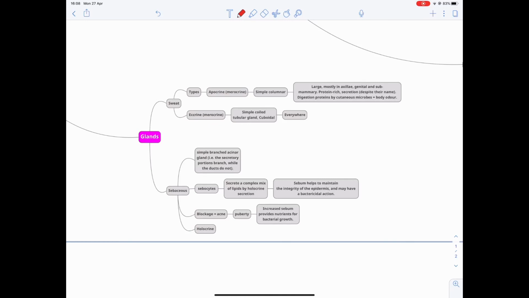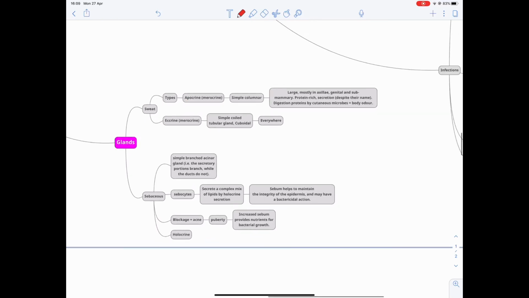Eccrine sweat glands are found everywhere, and they produce clear, just watery sweat. But these apocrine sweat glands are found in the axilla and genital regions, and they produce these protein-rich secretions, which then the bacteria digest, and it gives body odor.